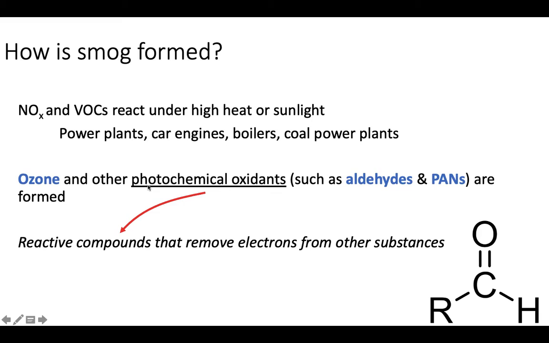Photochemical oxidants: photo means light, chemical means chemical, so these are molecules that are formed in the presence of light, and they oxidize other molecules, which basically means that they're ripping electrons off the molecules, which is really bad. It can lead to degradation and destruction of these molecules. This is an example of an aldehyde functional group. If you took biology or chemistry, you may have seen that before.